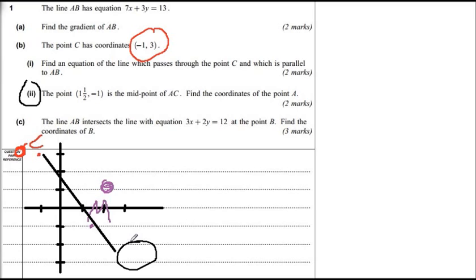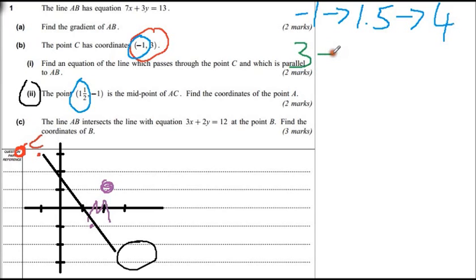So you can use the information they've given you, use the coordinates. So for instance, you can use that minus 1 and that 1.5. If you go from minus 1 to 1.5, all you've done is just added 2.5. So add 2.5 again, and you'll get 4. Do exactly the same for the y coordinate. You start off at 3, you go to minus 1. How do you do that? Well, you take away 4. So take away 4 again, you get minus 5. There's your coordinates, that's your answer. 4, minus 5.